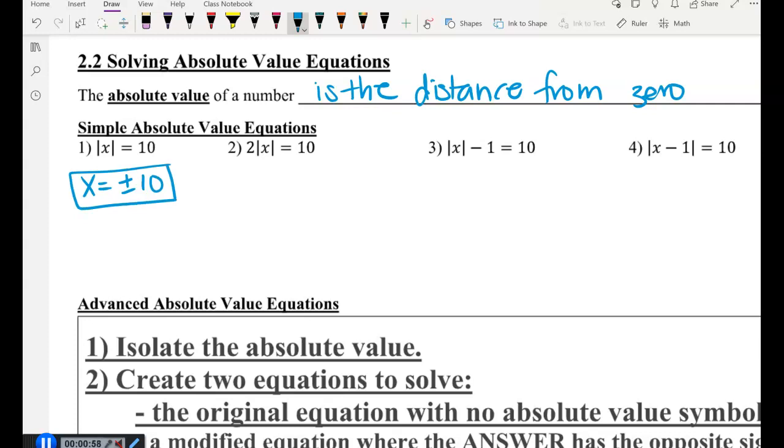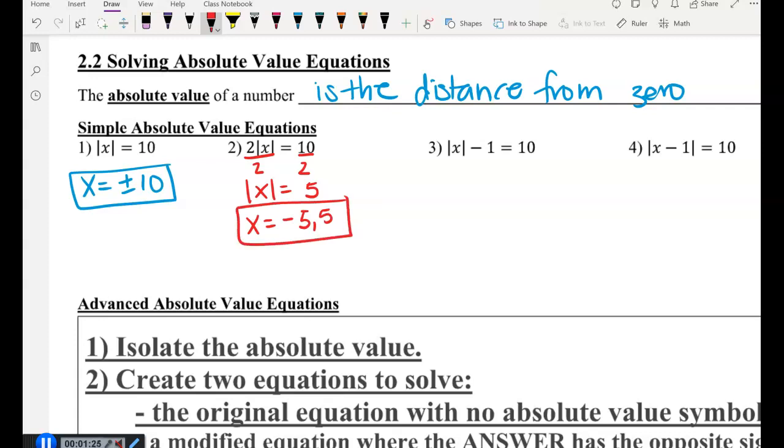This one's a little bit more challenging. 2 of what has a distance of 10? 5 or negative 5, right? So you guys can all tell. Now, if we wanted to, could we divide both sides by 2? And then we get an absolute value of x equals 5. And then, now we know it could be what? 5 or negative 5. Could I write it this way if I want to?